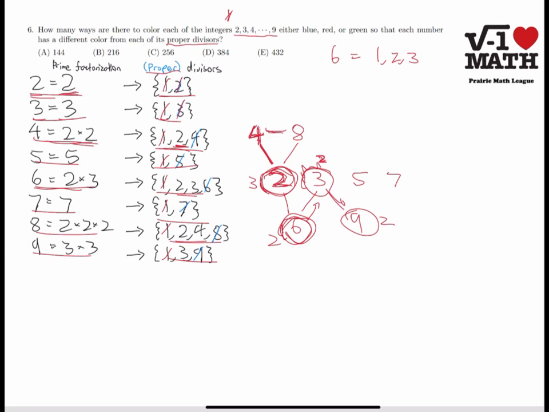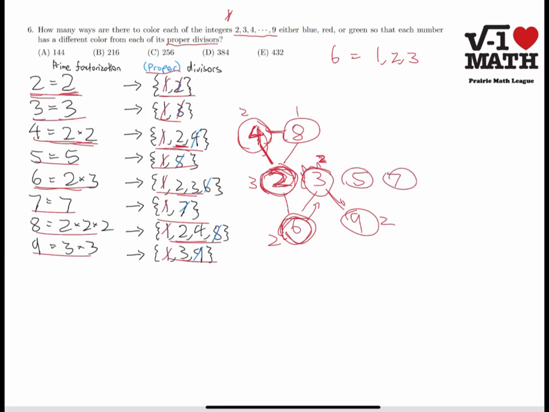Now we move on to 4, which by a similar argument has 2 ways. But once we get to 8, there are 3 colors in total, but both of its neighbors have already taken one of the colors. So this only leaves 1 remaining color to choose.